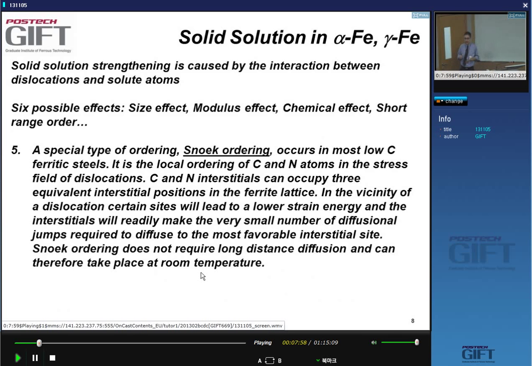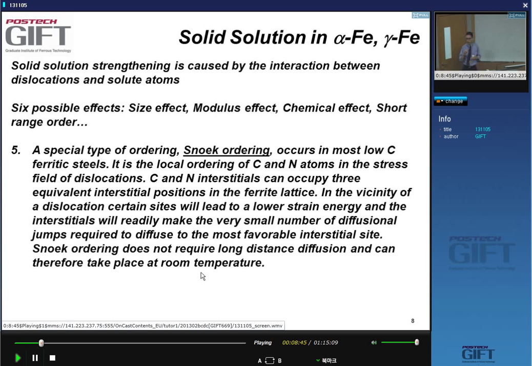In steels, we have a special kind of strengthening effect, which is due to the very strong interaction between interstitials and dislocations. We're talking about carbon and nitrogen interstitials mainly. And we have a phenomenon that's called Snoek ordering, and it's a very simple effect.